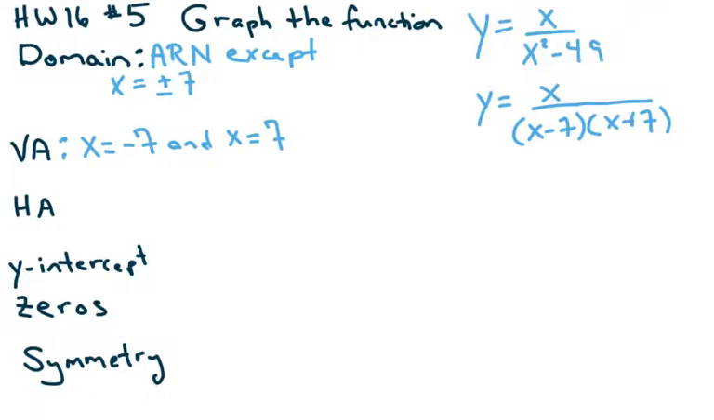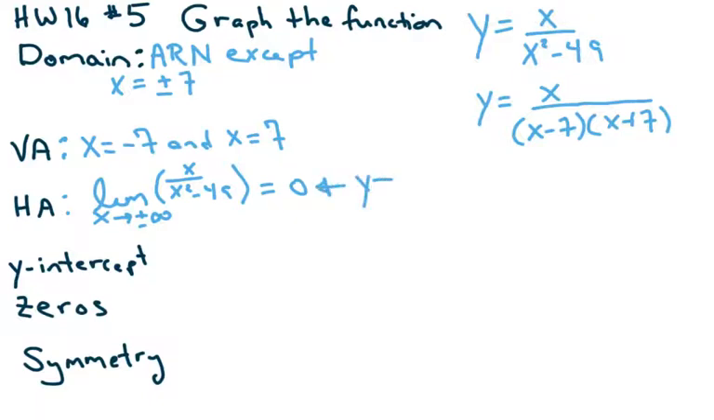The horizontal asymptote, remember we find that by looking at the limit as x goes to positive and negative infinity of this function. We get the same result whether we're looking towards positive or negative infinity. If you work this out, this limit equals 0. And remember how we interpret this. This is a horizontal asymptote.